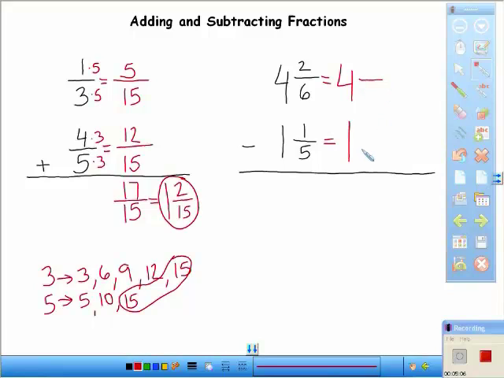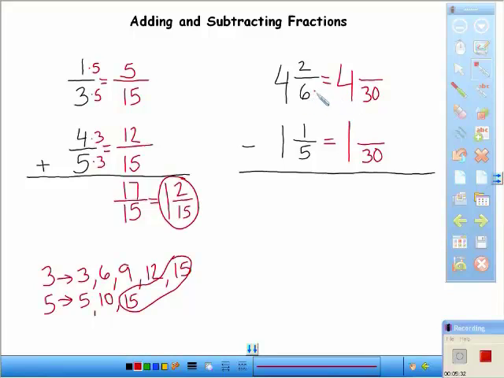So, 6 and 5, what would be our least common denominator? If we wrote it out, 6's and 5's, we would find out that 30 would be our least common denominator. Because if we counted by 6's, 6, 12, 18, 24, 30. If we counted by 5's, 5, 10, 15, 20, 25, 30. 30 is the smallest number in both rows.